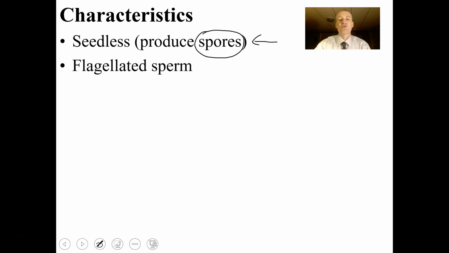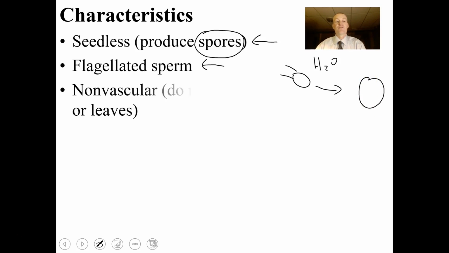So another characteristic of bryophytes is that they have flagellated sperm. So they have sperm that have flagella. Now, why do you think they have flagella? So you're correct. They actually have flagella so the sperm can swim through water, and bryophytes are going to be tied to water. They're going to actually swim through water to find the egg cells so they can fertilize the egg cells.